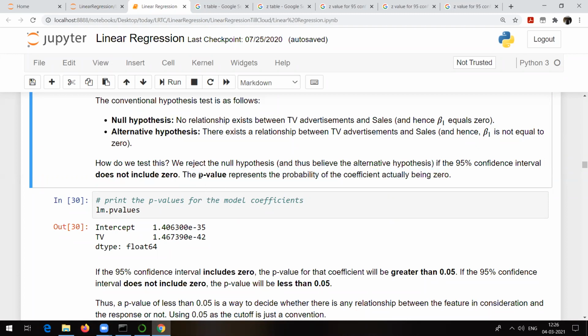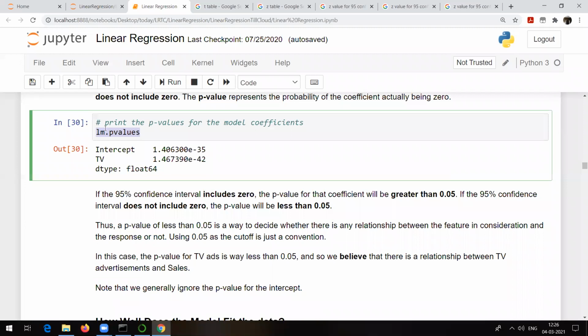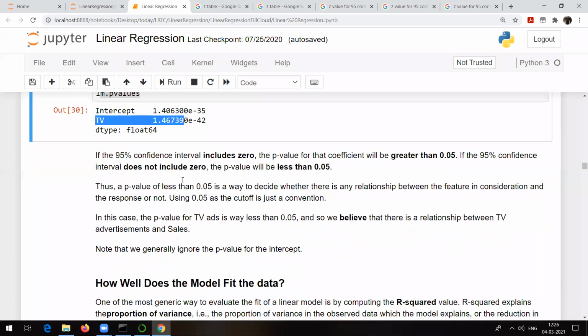How? See, p-value stands for probability value. Now how do we get the p-value? This is one way, or otherwise we have a direct method in Python, like summary, which gives us the p-value. But try to understand: LM is my model, and LM dot p-value is going to give me the p-value. Ignore this p-value. Try to concentrate on the p-value of TV. So it is 1.46. Now what do you mean by this?